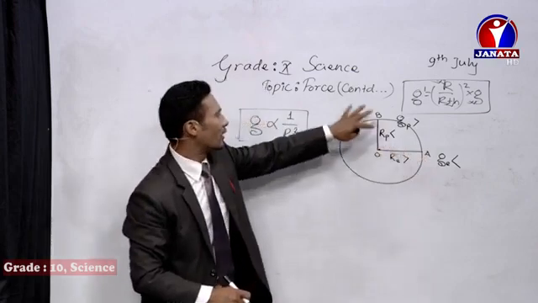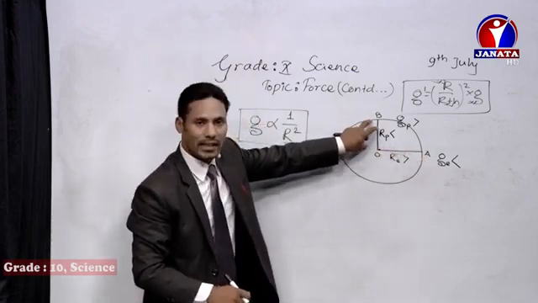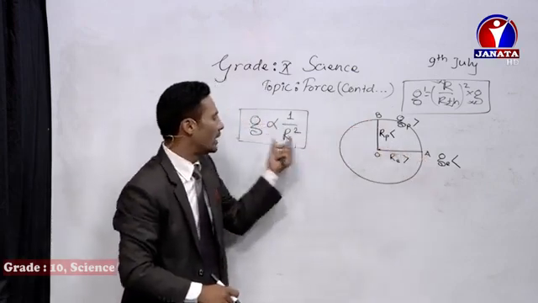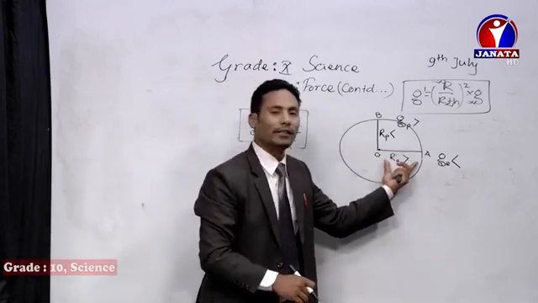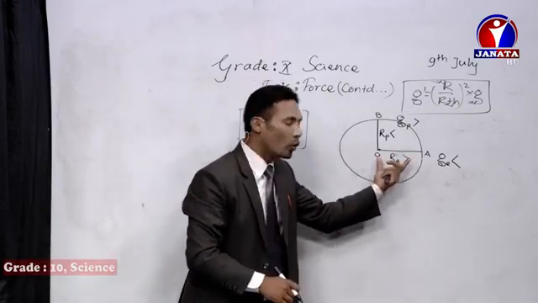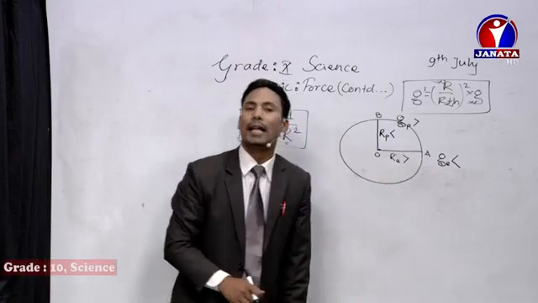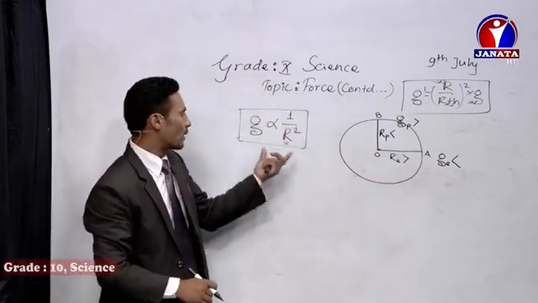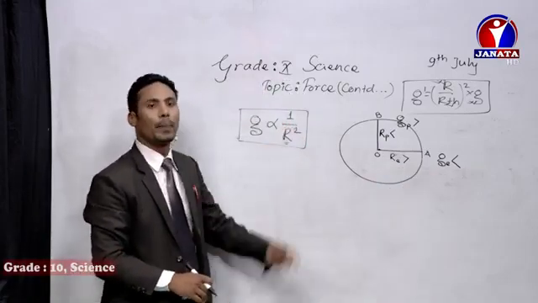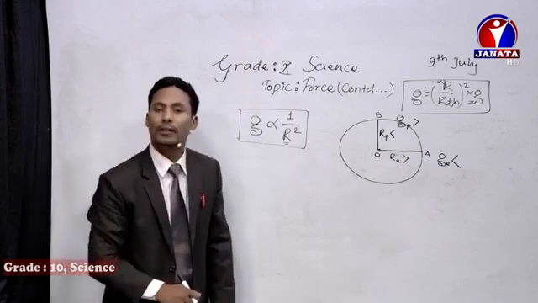Why? Because the radius of the polar region is less, so the value of g is more, and similarly the radius of the equatorial region is more, that's why the value of g is less. So with the help of this relation, we can explain this kind of variation.